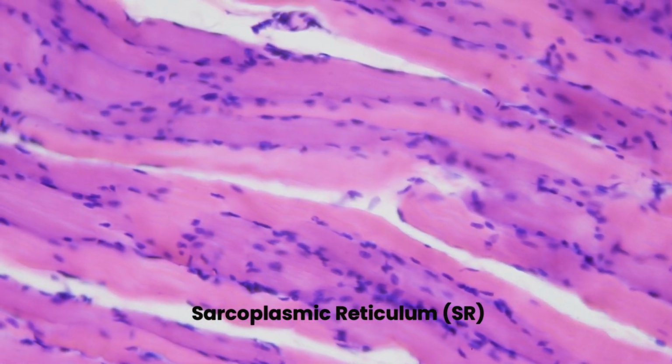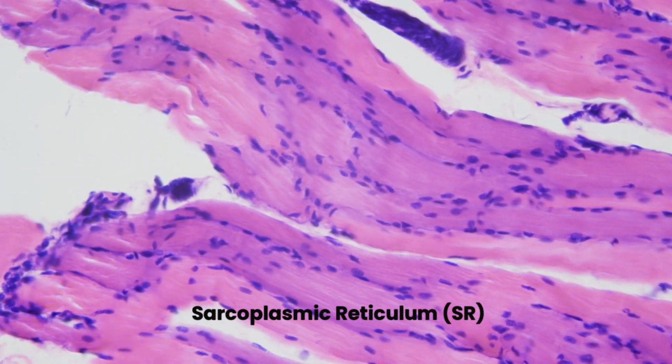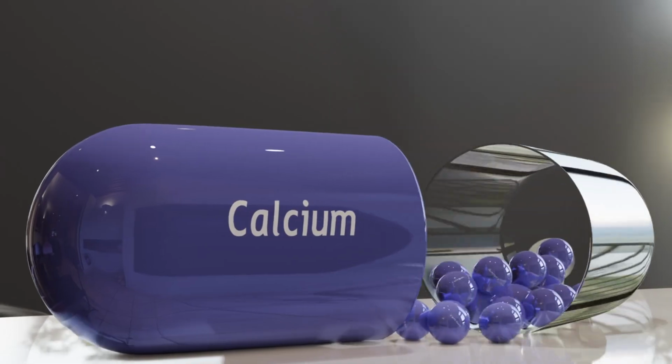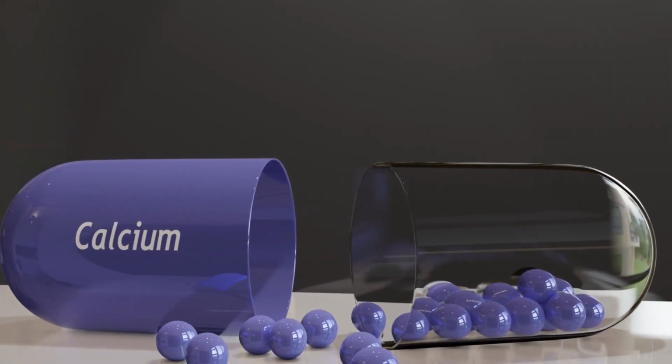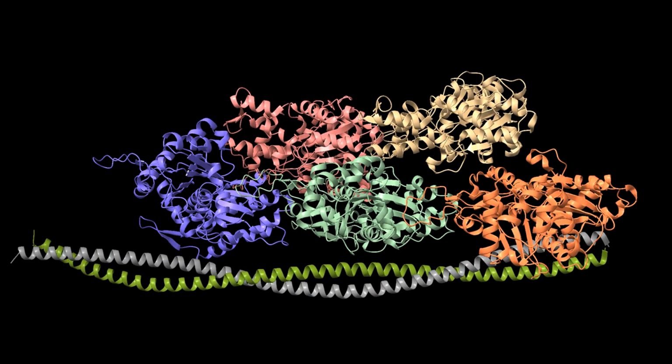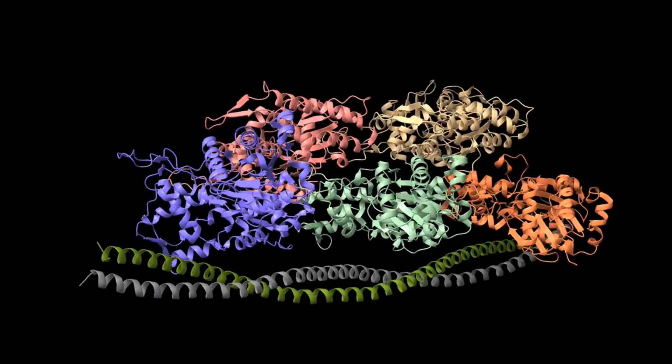Sarcoplasmic reticulum, SR. The sarcoplasmic reticulum is a specialized type of endoplasmic reticulum found in muscle cells. It stores and releases calcium ions, which play a crucial role in triggering muscle contractions. Calcium release from the SR initiates the interaction between actin and myosin, leading to muscle contraction.